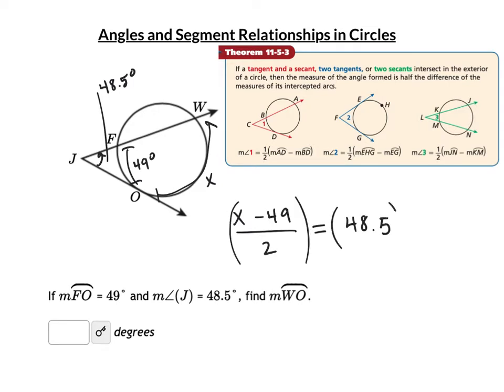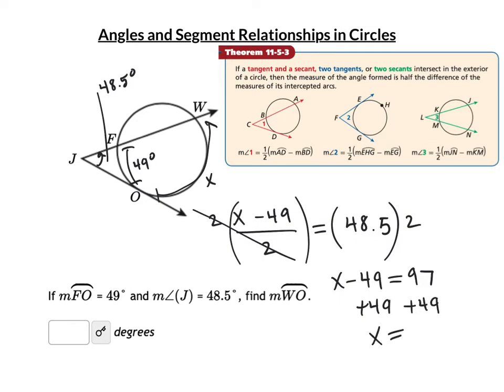We'll multiply each side by 2 to get rid of fractions. Cancel. X minus 49 equals 97. And we'll add 49 to both sides. 97 plus 49 is 146 degrees.